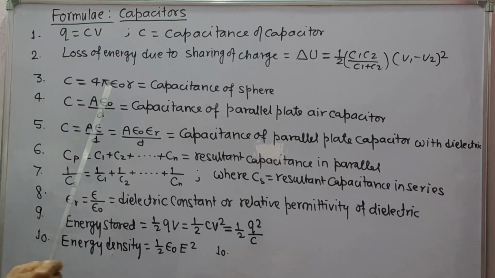Next, capacitance of spherical capacitor is given by C is equal to 4 pi epsilon naught into R, where R is the radius of sphere. Next, capacitance of parallel plate capacitor with air is given by C is equal to A epsilon naught upon D, where A is area of each of parallel plates and D is separation between them.